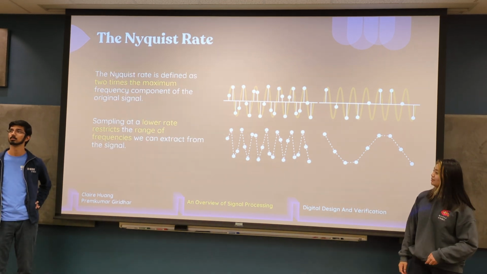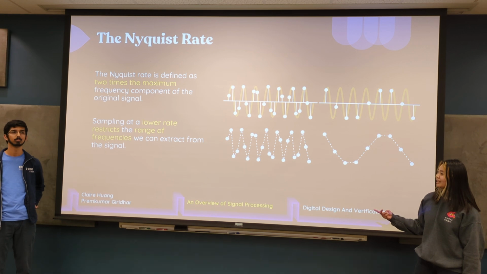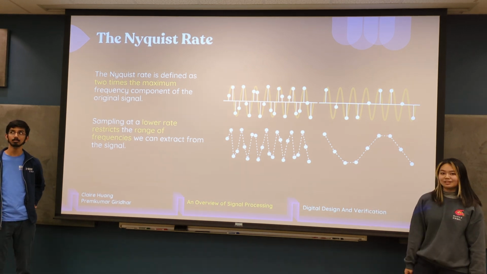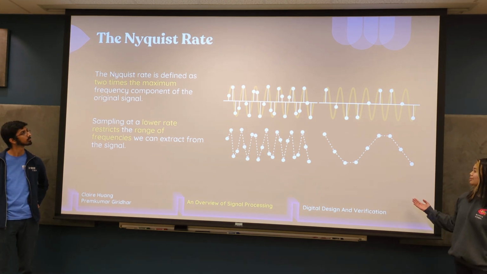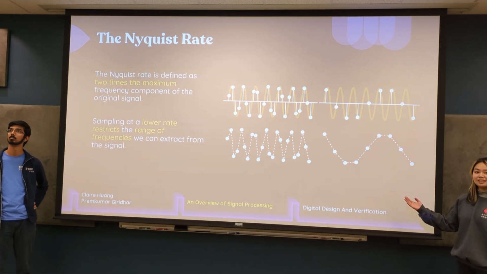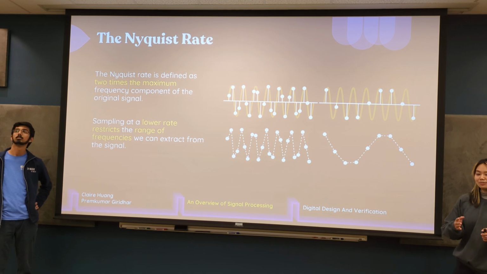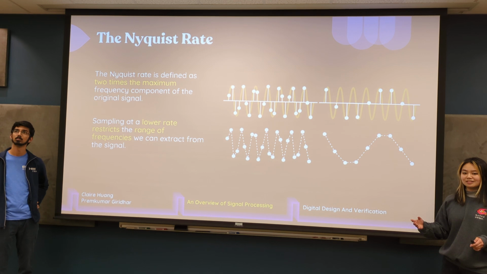And the magical Nyquist rate is 2 times the maximum frequency component of the original signal. And as I said earlier, if you sample too slow, then you lose too much data, and it restricts the range of frequencies we can actually detect from a signal. Does that make sense?